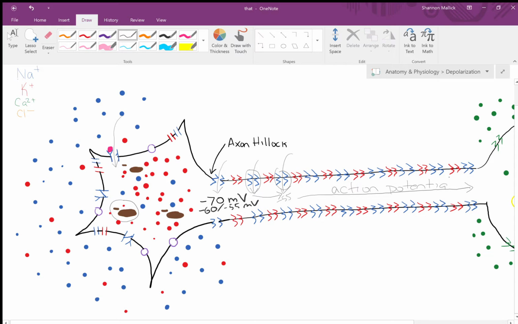And like she said, it is an all or none principle. If -60 or -55 millivolts, the threshold level, hasn't been reached, then this action potential can't propagate.